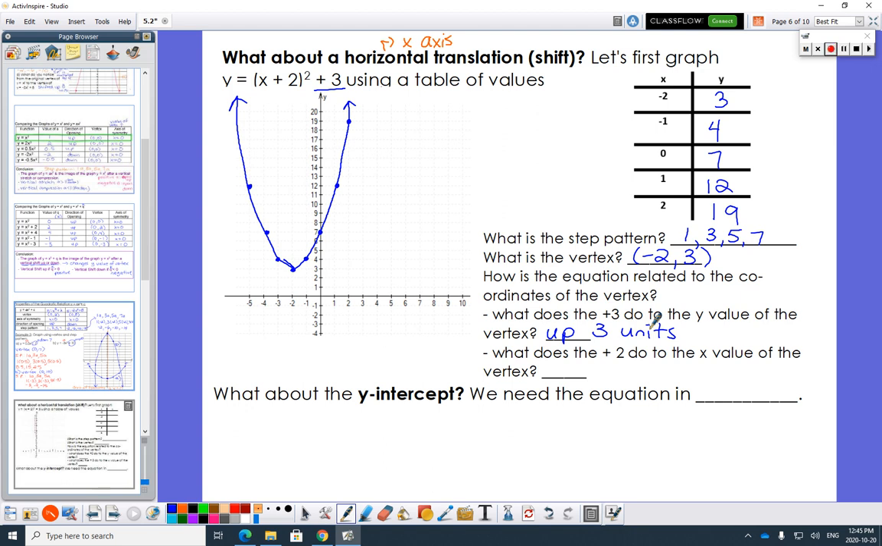But now here, this positive 2, so this is what you would think, right? Up is positive, but here, when it's a positive 2, how did it shift or translate? Left or right? Was it positive 2, positive 3? No, it's opposite.